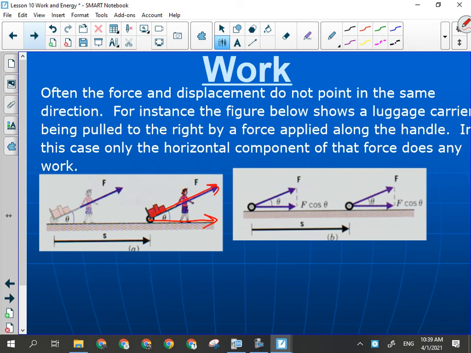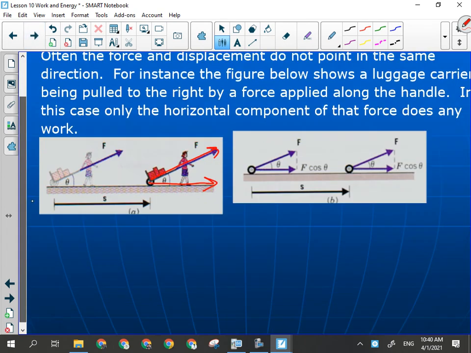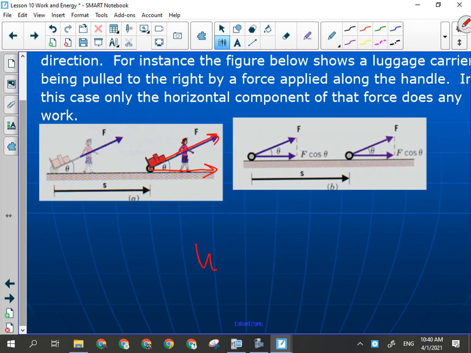This is the way the cart is going. So is all of the force I'm exerting doing work? It's not. What part of it is, horizontal or vertical? Horizontal, right? The vertical is not doing anything. I'm not lifting the luggage. The luggage is not coming off the ground. I'm pulling the luggage this way, so this is the direction in which the work is done, which is where the change to the work formula is going to come in.